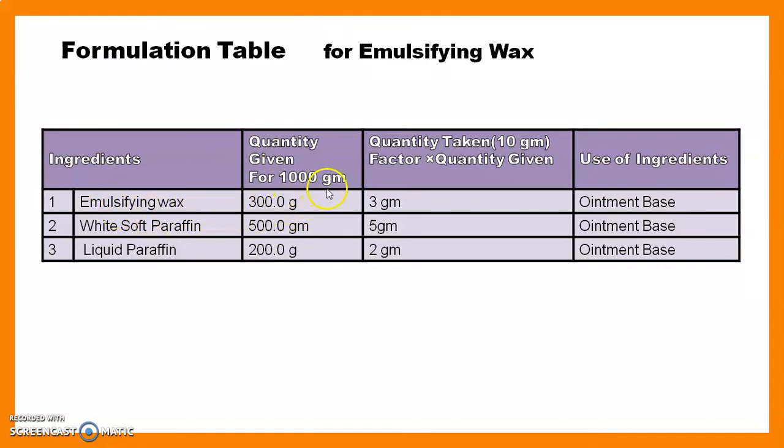This formula is given for 1000 gram: white soft paraffin 500 gram, and liquid paraffin 200 gram. In this way it is for 1000 grams, but we have to prepare only 10 grams.